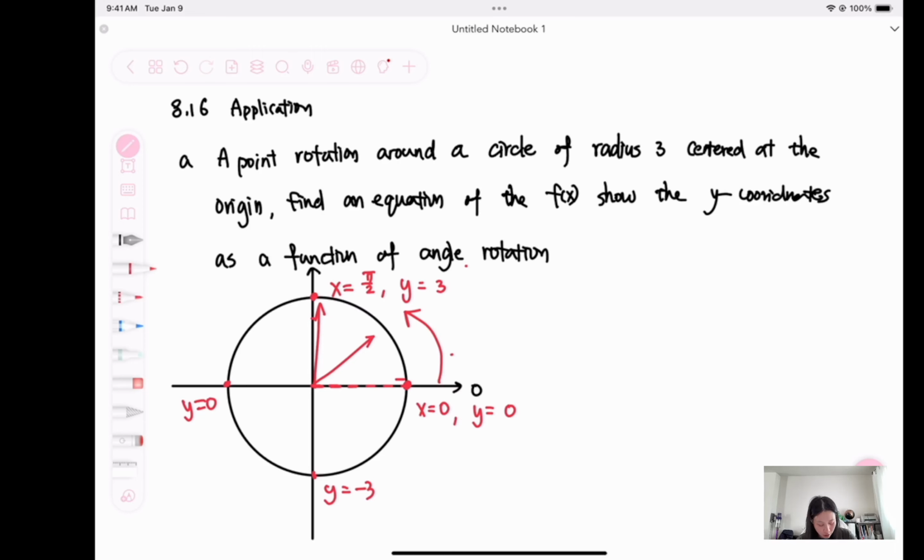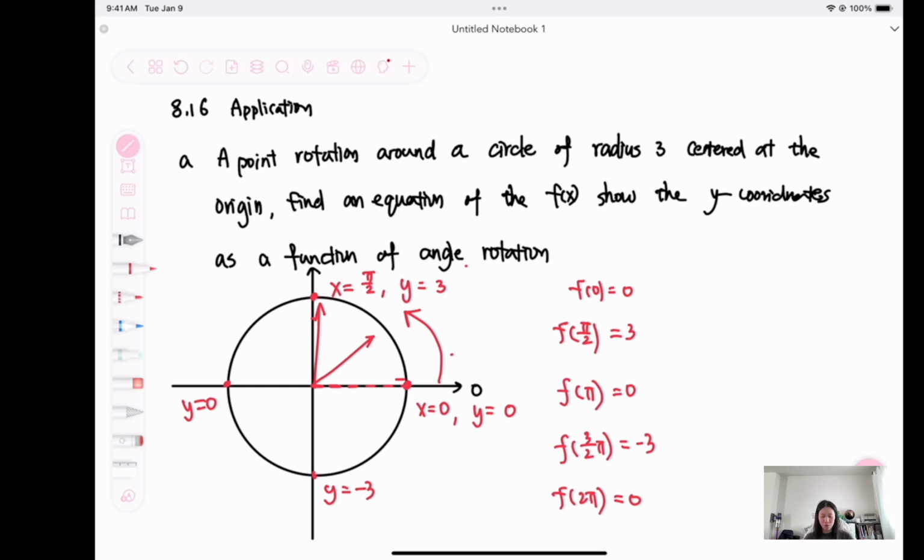So let's summarize it. When x equals 0, f(x) also equals 0. F of half pi, pi over 2, we have 3. And then when x rotated 180 degrees, which is pi, we have y back to 0. And if they rotate another 90 degrees from 180 degrees, we get negative 3. And then f of 2 pi, they go back to 0.